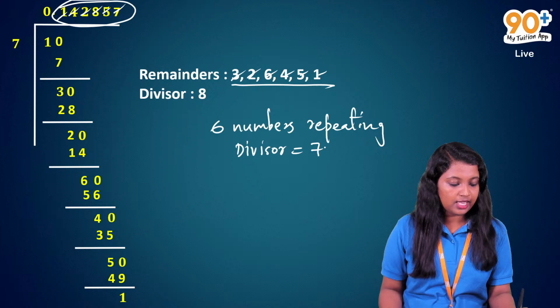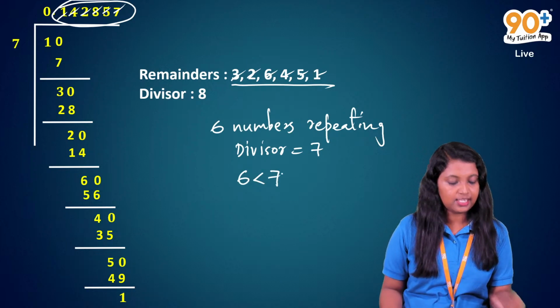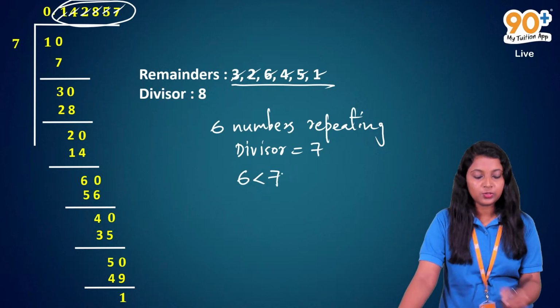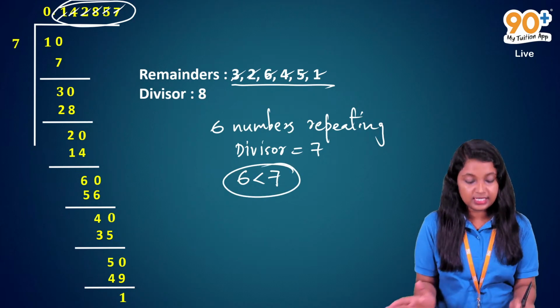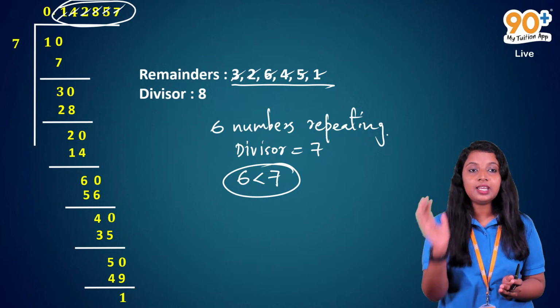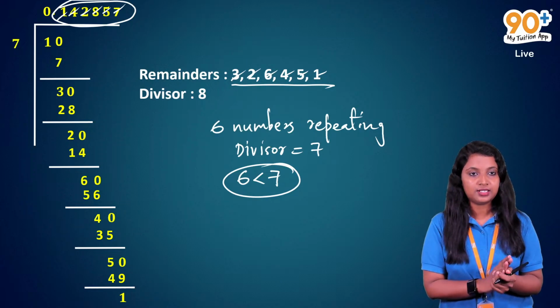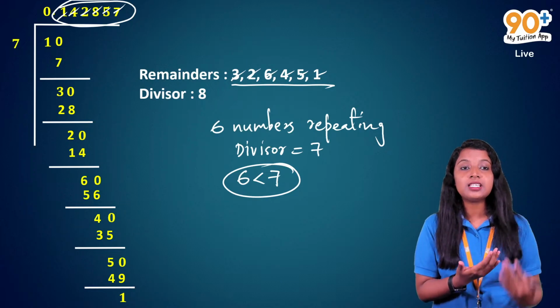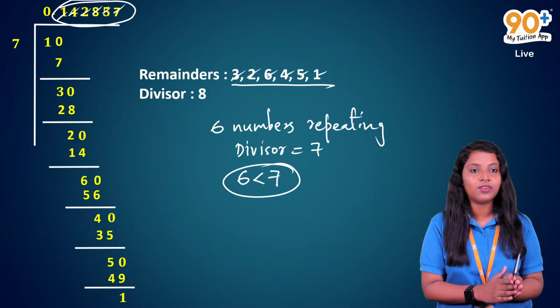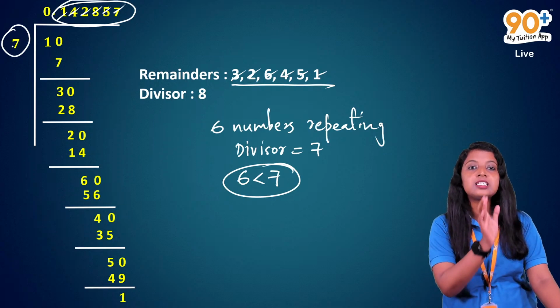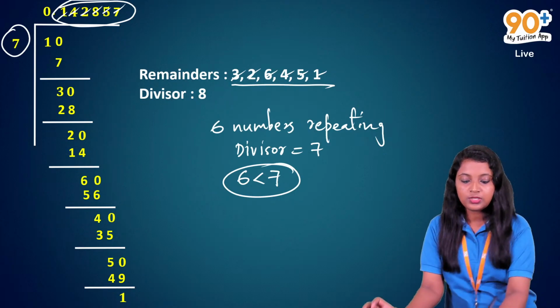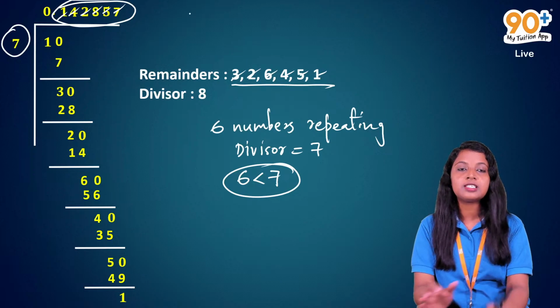Here the divisor is 7. So, 6 is less than 7. The 6 numbers are repeating and that number is less than the divisor. The number of repeating entities is always less than the divisor. So here the divisor is 7, so you have to check at least 6 points. After 6 points, if it is repeating, yes.